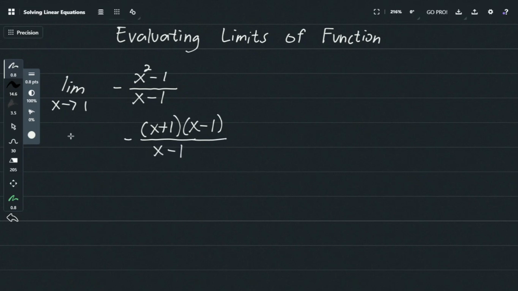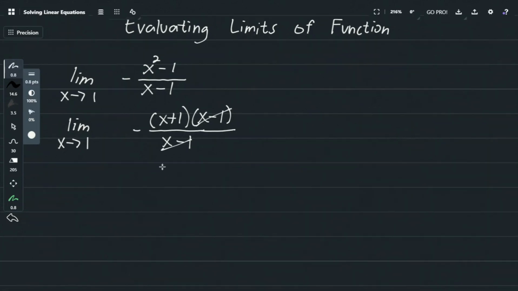So let's rewrite the limit expression. So as you can see, we can cancel out x minus 1. Okay, so the remaining expression is negative x plus 1. So let's rewrite the limit expression.